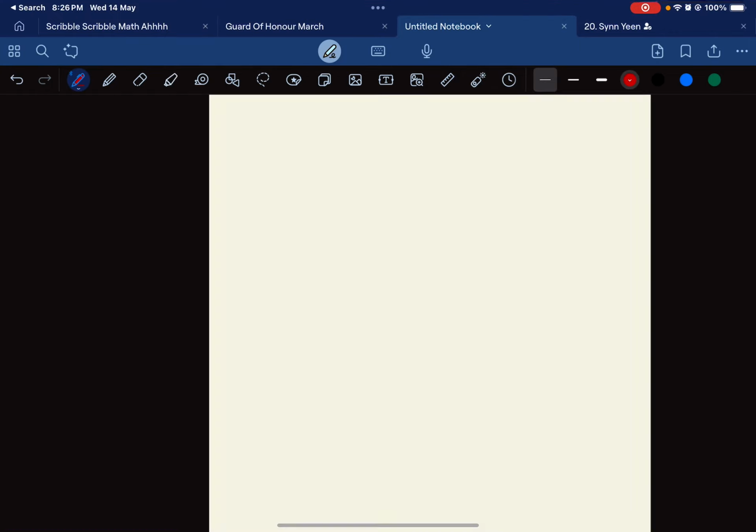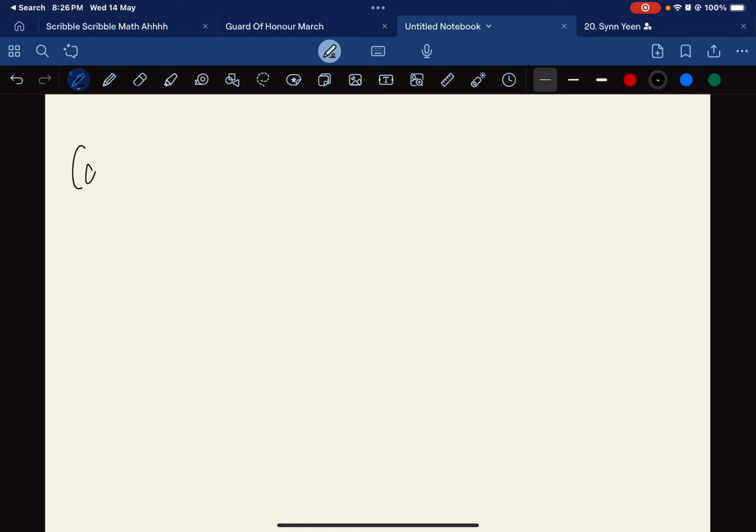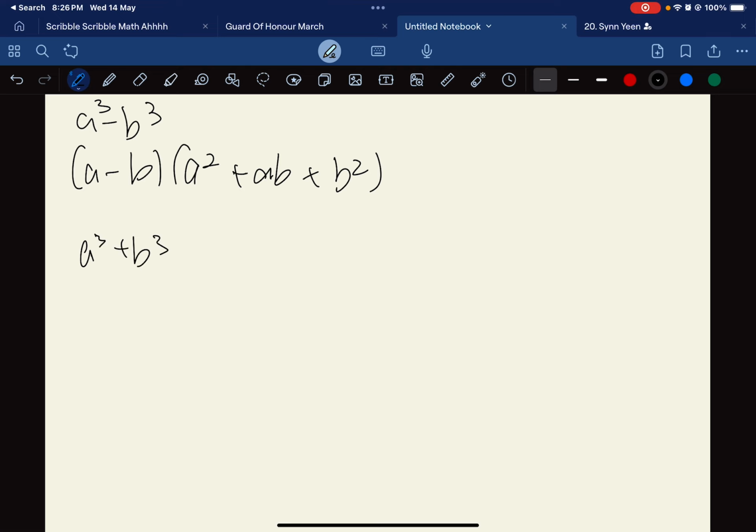So now first we are going to do the factorization for cubic equations. a cubed minus b cubed is (a minus b)(a squared plus ab plus b squared). a cubed plus b cubed is (a plus b)(a squared minus ab plus b squared).